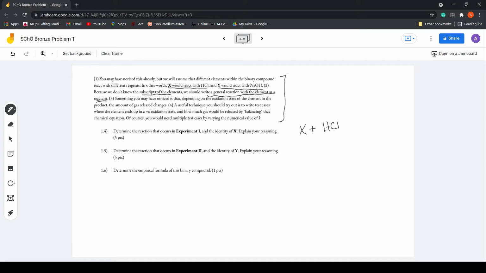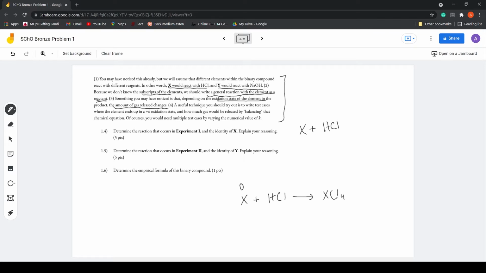So that's another hint. The next thing you may have noticed is that depending on the oxidation state of the element in the product, the amount of gas released changes. So what does this mean? Let's look at this with X reacting with HCl. So X plus HCl, say the oxidation state of X was 4 plus, right? If it was 4 plus, that means this would form a salt XCl4, right?